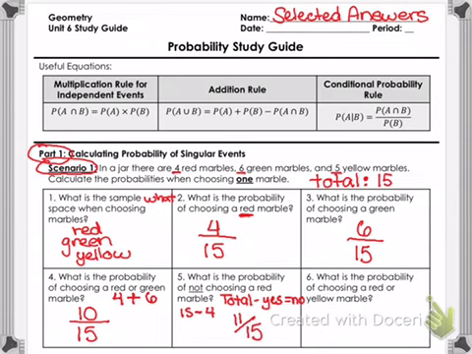All right, let's try one last one. Again, we have another compound one. What is the probability of choosing red or yellow? So remember, that's when we add them together. So we have 4 red marbles plus our 5 yellow marbles, and together that means we have 9 out of 15. All right, hopefully you guys are doing okay so far.